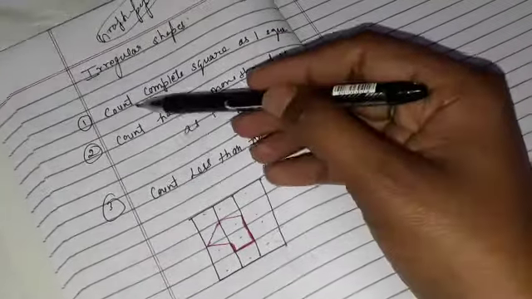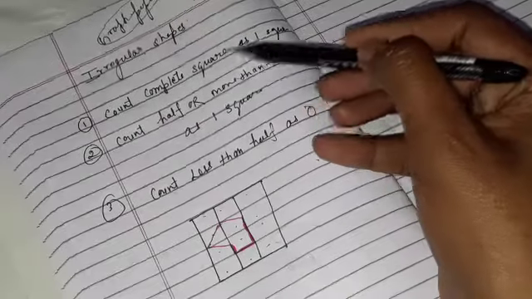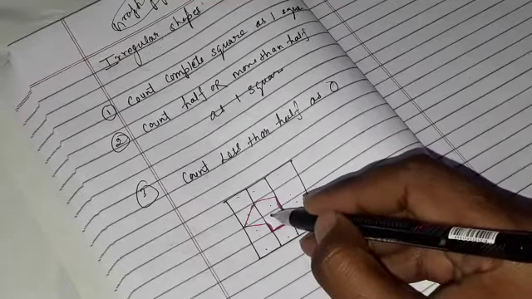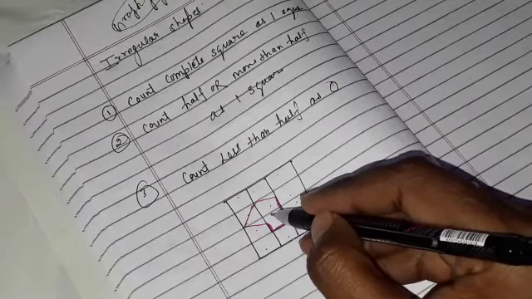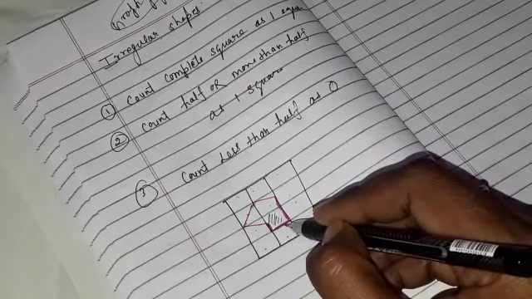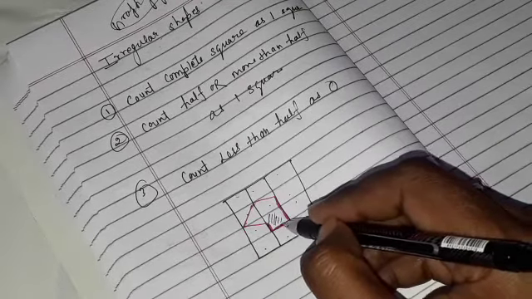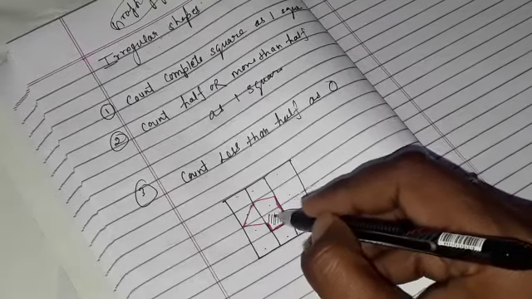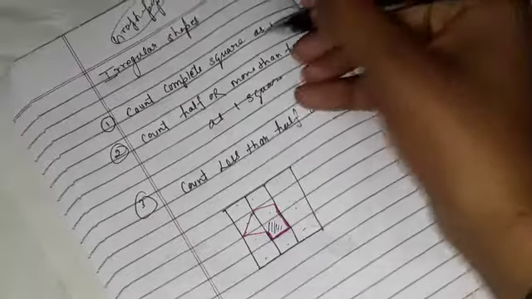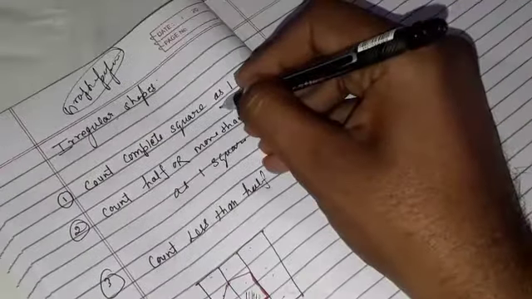The first rule is: count a complete square as one square. So just see where your complete square is. You can see, class, this is your complete square. So this square you can count as one complete square. How many complete squares are here? Only one. So we can write here: one complete square.